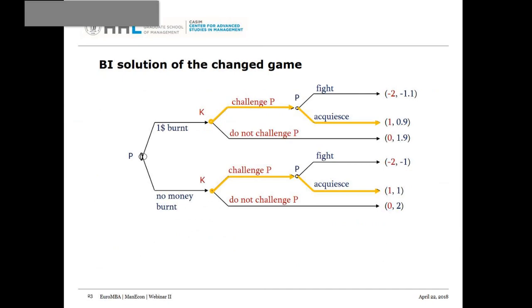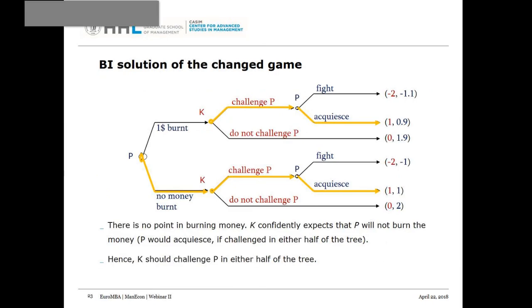Now, when we look at the two strategies, whether to burn the money or not, of course it doesn't make sense to burn money, because burning money loses something. You make some payoff disappear. So the idea here is that it doesn't really make sense to burn the money. So Kodak should enter the market independently of what Polaroid did, and Polaroid should acquiesce afterwards. So this is the game tree.